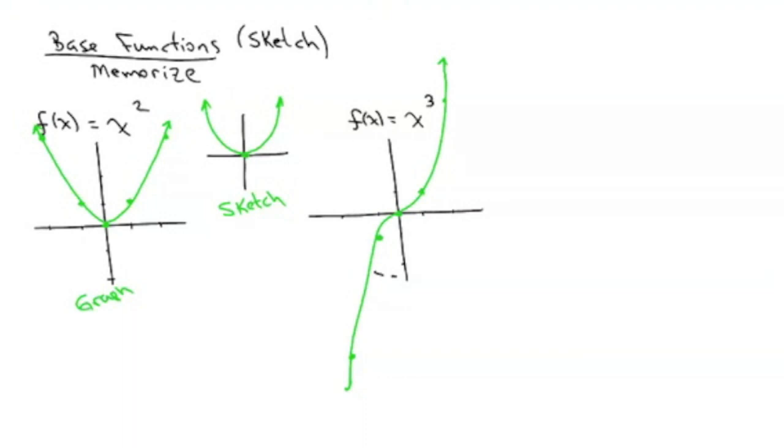When you get close to zero, you have to be careful here. When it gets close to zero, this thing actually flattens out a little bit, like that. You'd have to pick a lot more points to show that flattening, though. So the sketch of it obviously would just be this little snake going through the origin. Down on the left, up on the right.